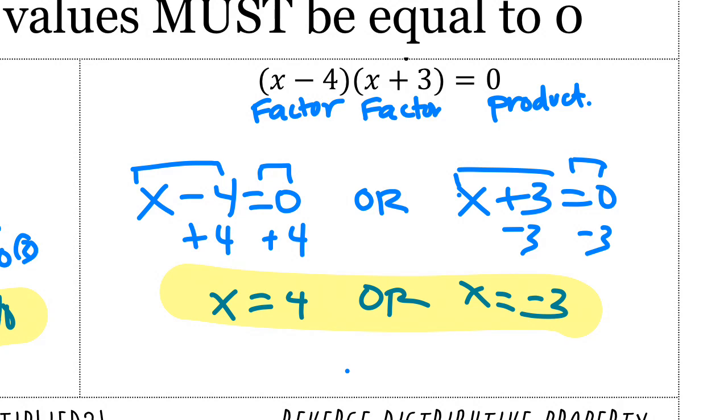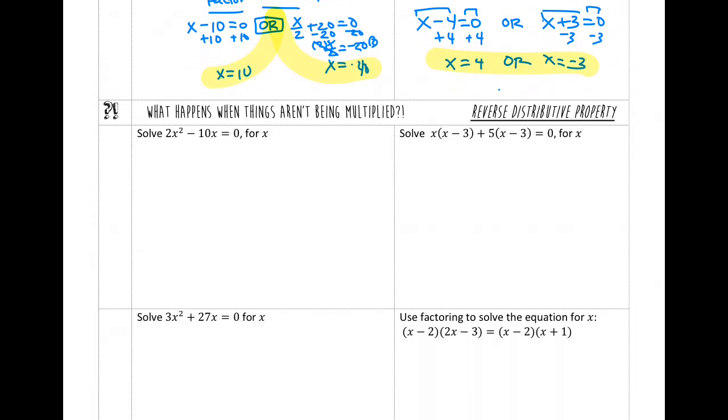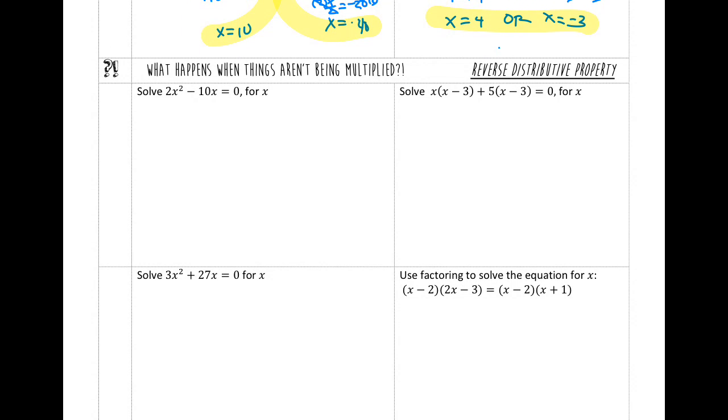Okay, so you may be looking at these two problems and thinking, oh, well, they were already in their factors equal to 0. That's really easy. Okay, so we're going to look at next what happens when things are not being multiplied.